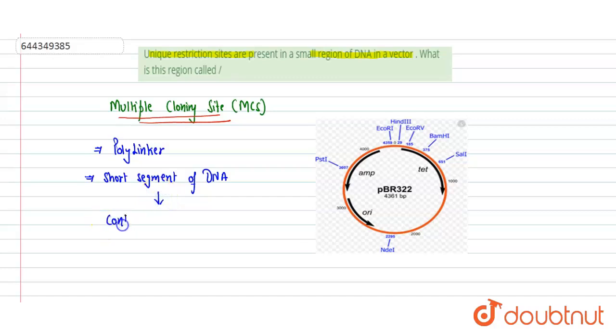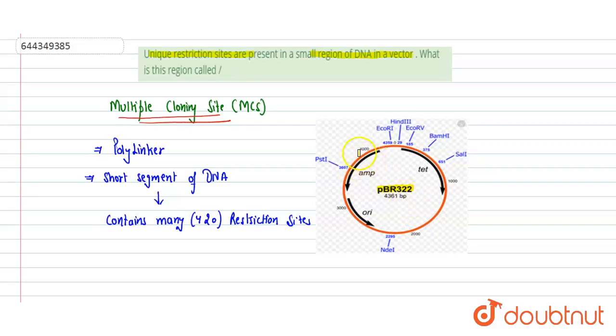It contains many restriction sites, up to approximately 20 restriction sites are present, and this is a standard feature of the engineered plasmid. These restriction sites are unique to a particular plasmid. Here we are taking the example of the PBR322 plasmid. Its total size is 4361 base pairs.